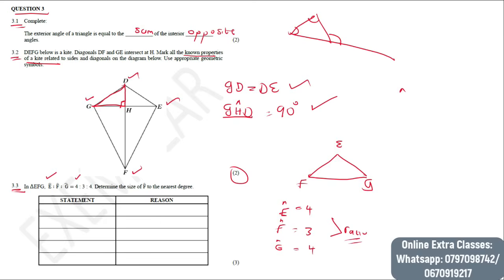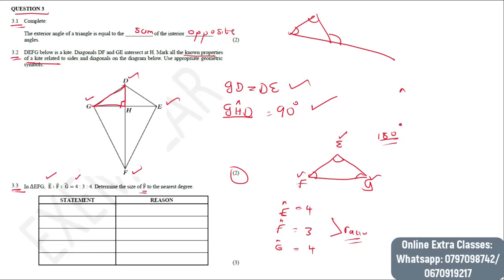So now we are told to determine the size of angle F to the nearest degree. So guys, we have three angles because we have a triangle. And we know that angles in a triangle add up to 180. So if we add angle E, angle F, and angle G, they all add up to 180 degrees.